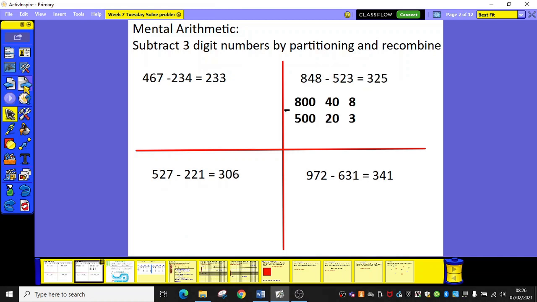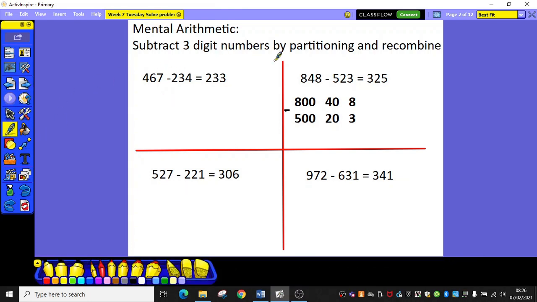So we can see that the method that we were using yesterday was subtracting three-digit numbers, and we were using partitioning to help us do that. What I mean by that is that mentally we were able to split the numbers up, partition the numbers. So 848, thinking of that number as 800 and 40 and 8, and thinking of 523 as 500 and 20 and 3, using that to help us complete our subtraction.